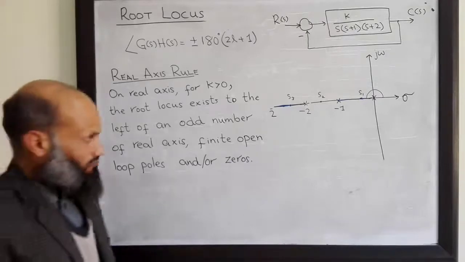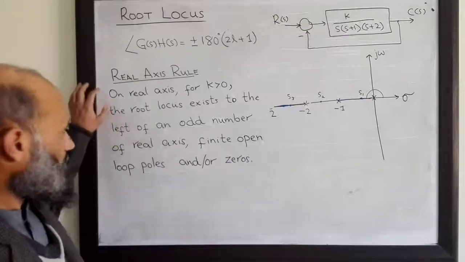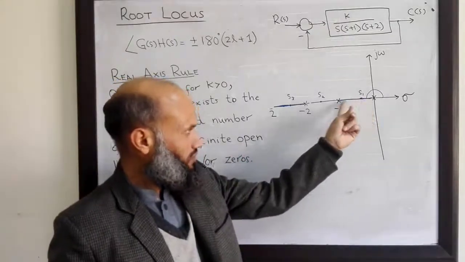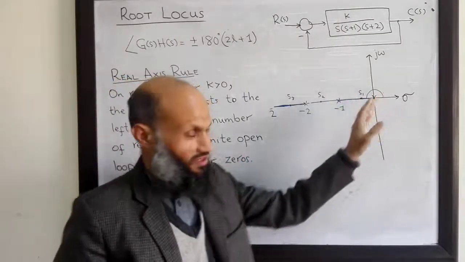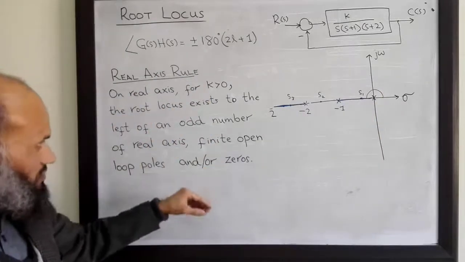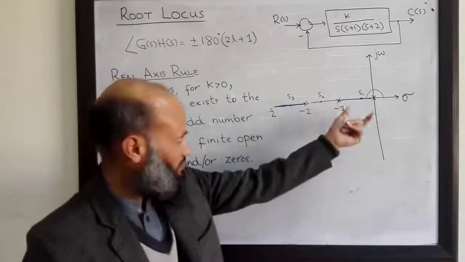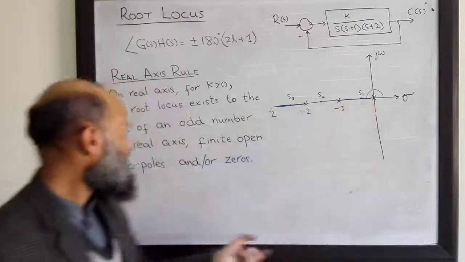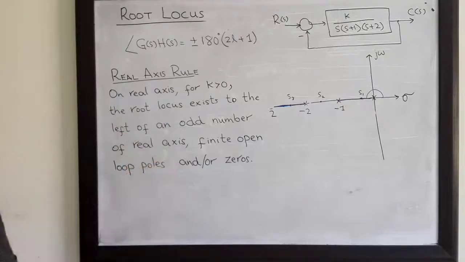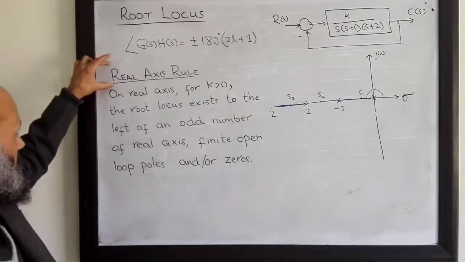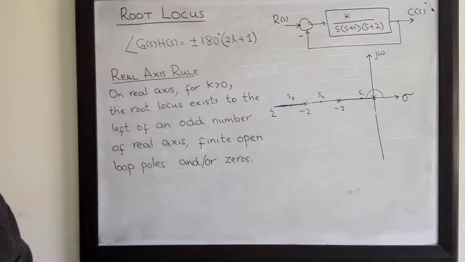So from this example, we have one rule which states that the part of the root locus to the right of which there is an odd number of poles or zeros, that will be part of the root locus. Remember that this is not the complete root locus, this is only a part of the root locus, and instead of checking the angle condition each time, we shall apply this real axis rule to construct the root locus.